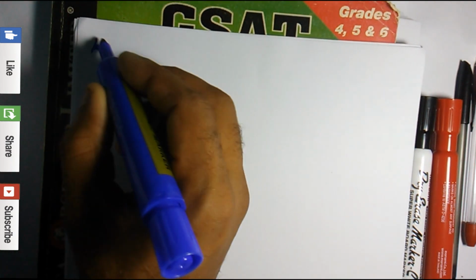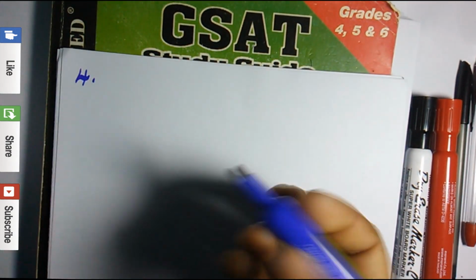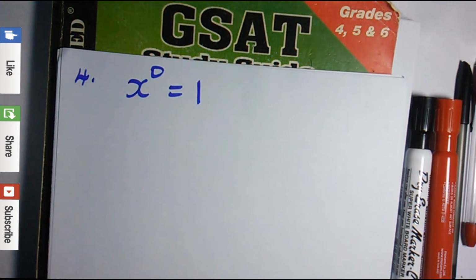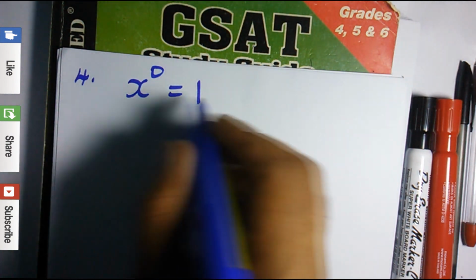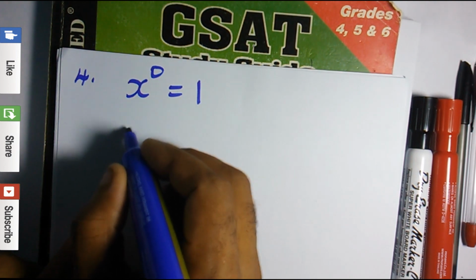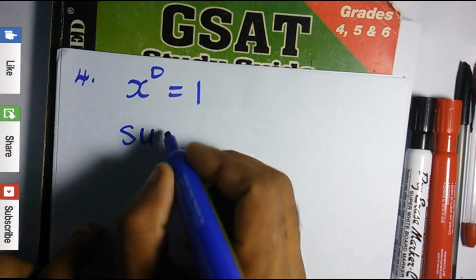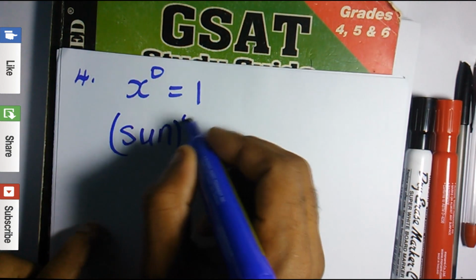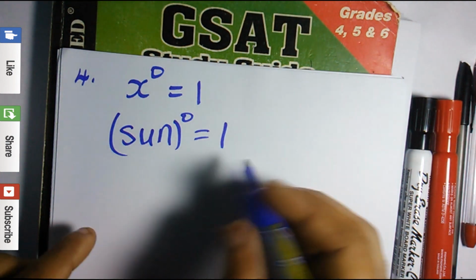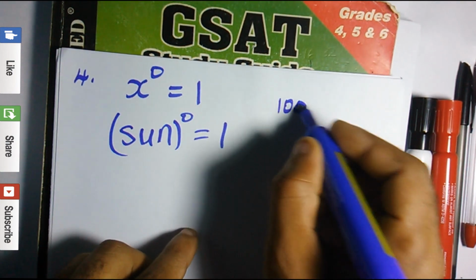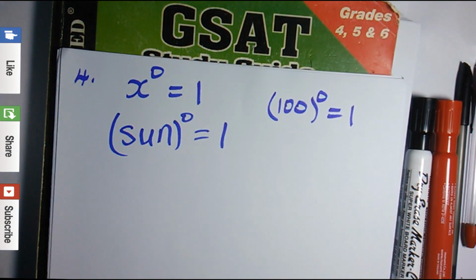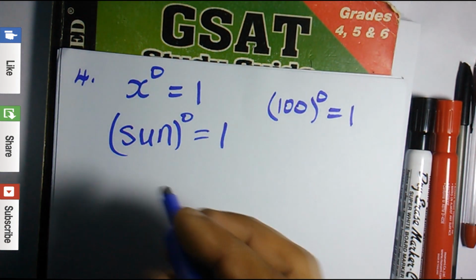Law number 4: anything raised to the power of 0 is equal to 1. Anything at all raised to the power of 0 is equal to 1. Even if you have, for example, the word sun raised to the power of 0, the answer is 1. That's a typical example. If we had, for example, 100 raised to the power of 0, it's also going to be 1. So remember, anything raised to the power of 0 is 1.